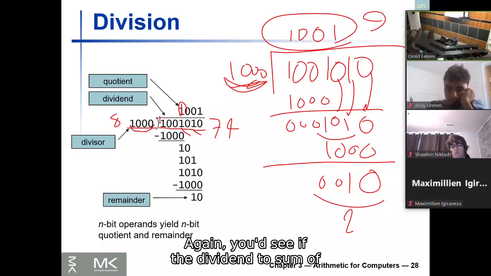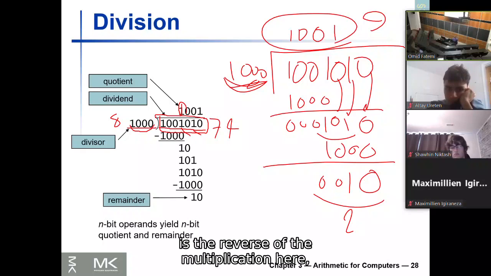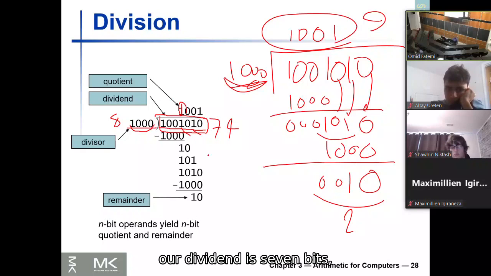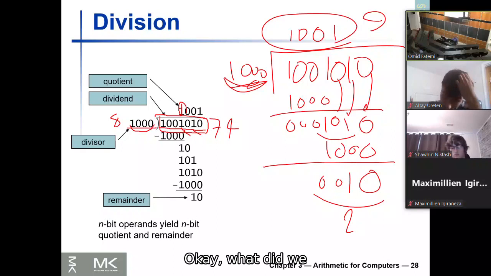Again, you'd see the number of bits of the dividend is the sum of the bits of the divisor and the quotient, because it is the reverse of the multiplication. Here, our dividend is 7 bits, the divisor is 4 bits, and the quotient is 4 bits also. Okay?